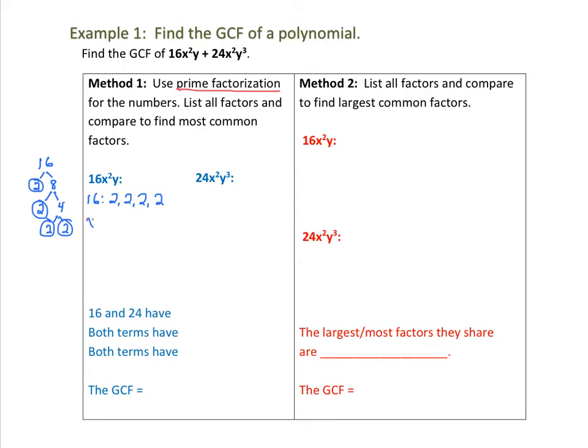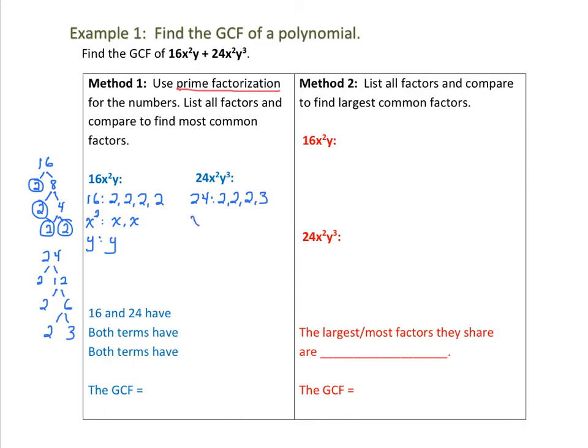For variables, we just break it apart again like we did before. X squared is x, x, and y is just a y. For 24, if we list the prime factors or do a factor tree for it, we're going to do the same thing as we did for 16. We're just going to divide it until we have all prime numbers. 24 can be divided by 2 to get 12, 12 can be divided by 2 to get 6, and 6 can be divided by 2 to get 2 and 3. So all the ends of the branches are 2, 2, 2, and 3.